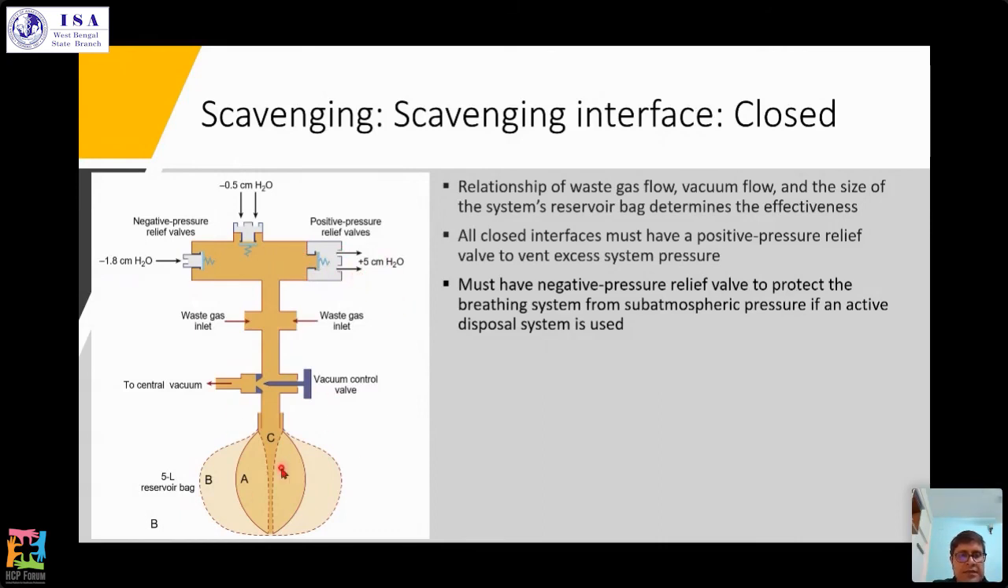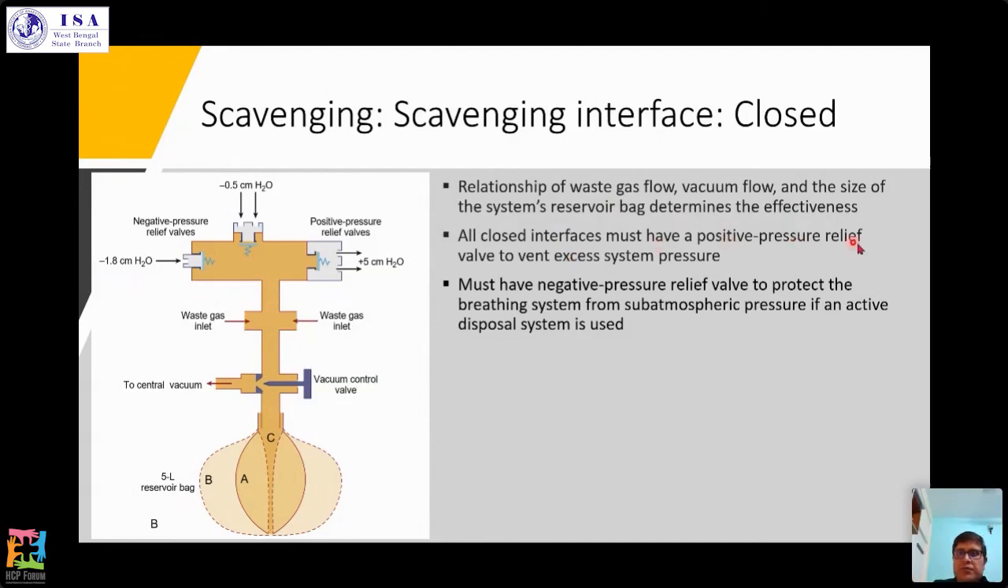In that case, this valve must open and allow the gas to exit, because there is no opening here, like in the other open system that you saw. Now, if we have a very strong vacuum and this bag collapses at times, not being able to hold even some residual volume, then it will create a negative pressure and that will get transmitted to the patient breathing system as well. To prevent that, we have got two negative pressure relief valves. Here is the waste pressure inlet. So this is about it. In a closed system, the waste gas flow, the vacuum flow, and the size of the system's reservoir determine its effectiveness.